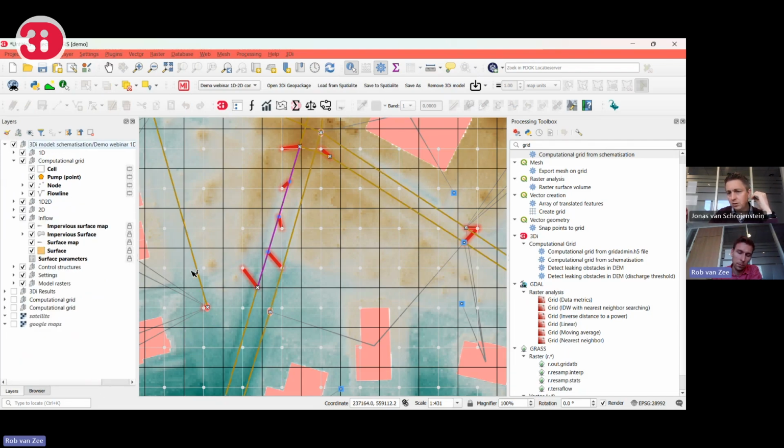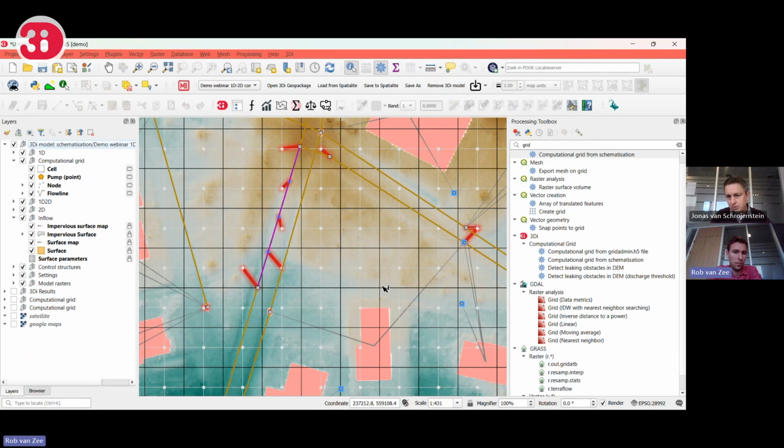You will know because the moment you download your results, as Rob showed, you will see the computational grid that was used in the calculations. So you will always know the computational grid that was used in your calculations. There are no surprises there. And everything that is being used by 3Di can be found back in this computational grid. So there are no hidden results in that sense.